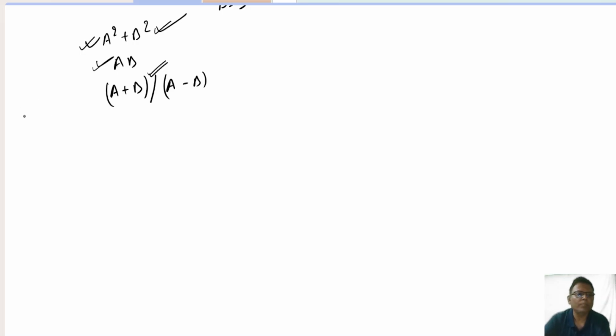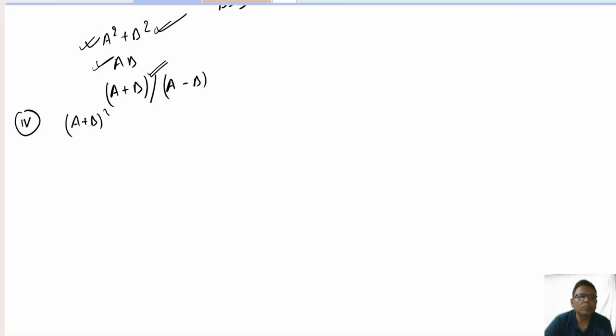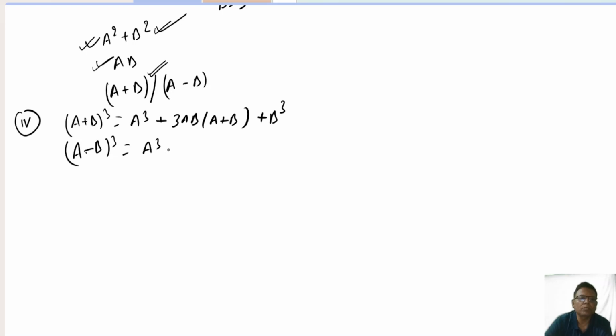Now come to the fourth. Fourth is a plus b the whole cube is equal to a cube plus 3ab into a plus b plus b cube. Now put minus b in place of b. Then a minus b the whole cube is equal to a cube minus 3ab into a minus b minus b cube. This formula is also very important.